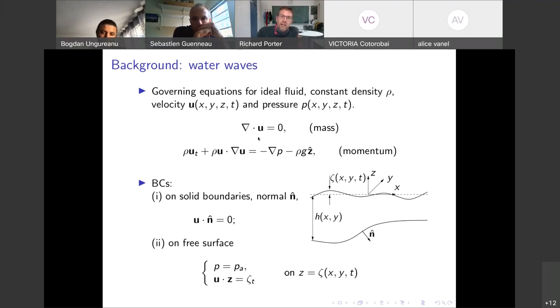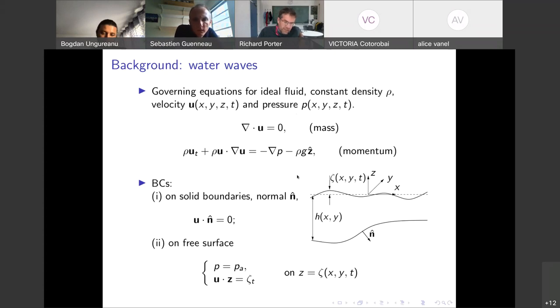We have a conservation of mass equation, so that's a scalar equation. U is my velocity field. And then we have a momentum equation. This is a vector equation. So in total, you've got four equations here for four unknowns, the three components of the velocity field and the pressure field.